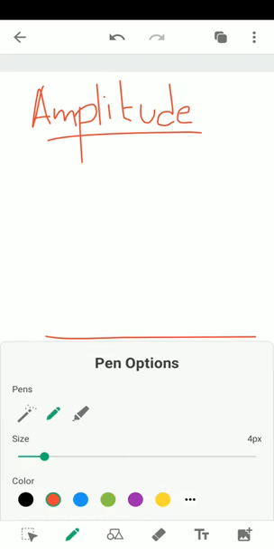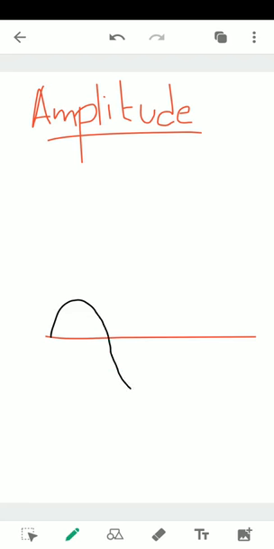Let me just change the color. If I have a wave something like this, then the maximum displacement from the mean position, if you see, this will be the maximum displacement, right? Pardon me, in this case I think this will be the maximum displacement instead of the first one. So the maximum displacement of the wave from the mean position, this red line being the mean position, is called your amplitude. How much this displacement is, that is your amplitude.